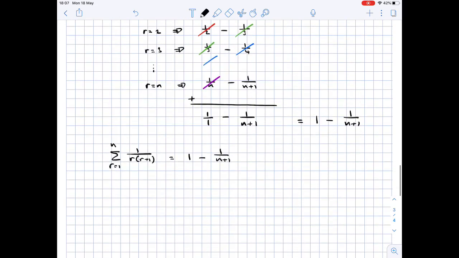Finally, tidying this up, that's the same as n plus 1 over n plus 1 minus 1 over n plus 1, which simplifies to n over n plus 1. And we have our summation.